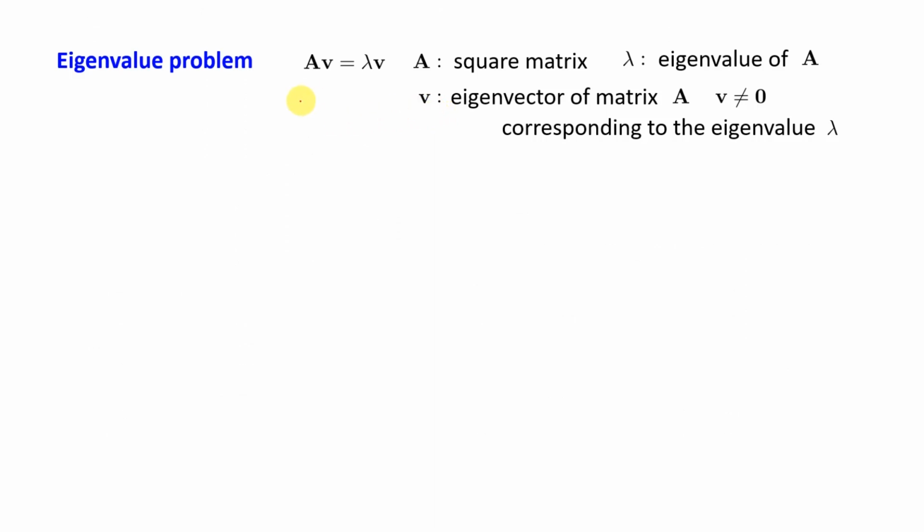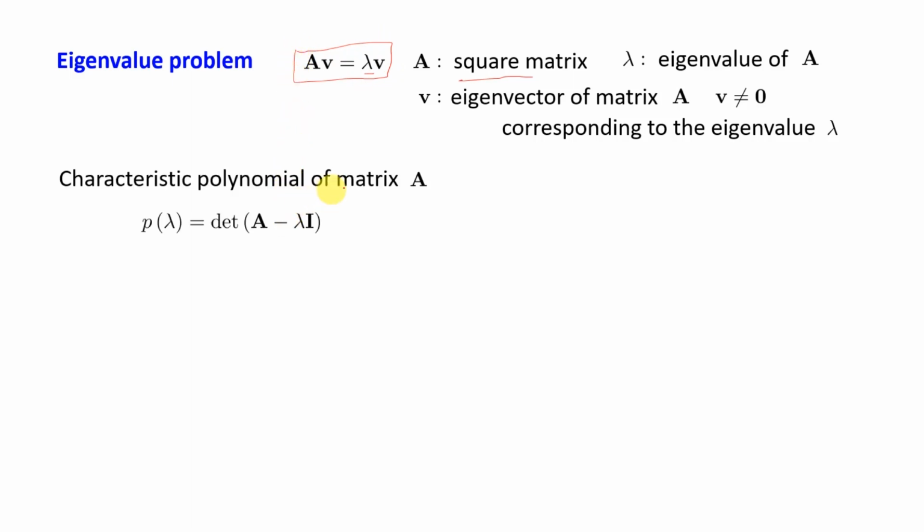Remember the very basic eigenvalue problem for a matrix A, which is a square matrix. Eigenvalue lambda is given by AV equals lambda V, where V is the eigenvector of the matrix and V cannot be a null vector. If it is a null vector, then the problem becomes trivial. V corresponding to the eigenvalue lambda is called the eigenvector of this matrix A.